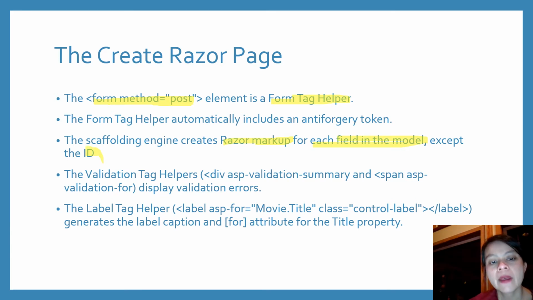Then there are the validation tag helpers that look like these. Go to your page and take a look at these two: asp-validation-summary and asp-validation-for. What they do is display validation errors. The Label Tag Helper looks like this, and it generates the label caption and the for attribute for the Title property.